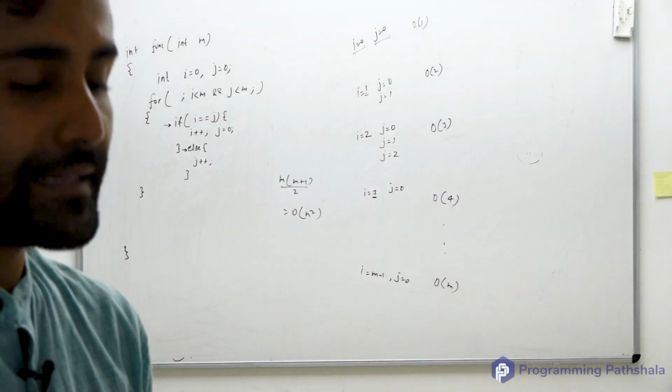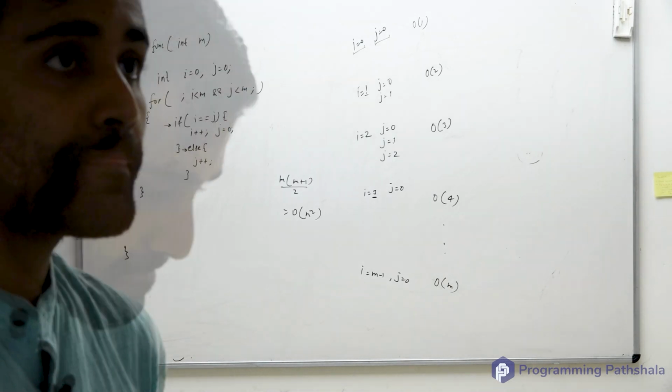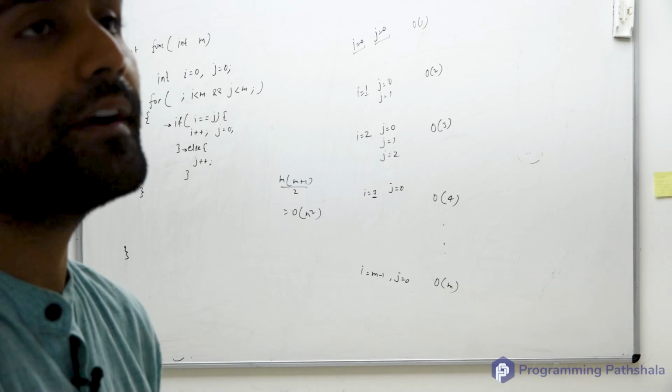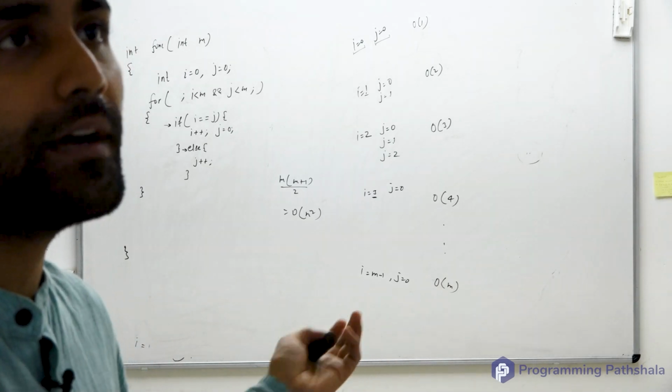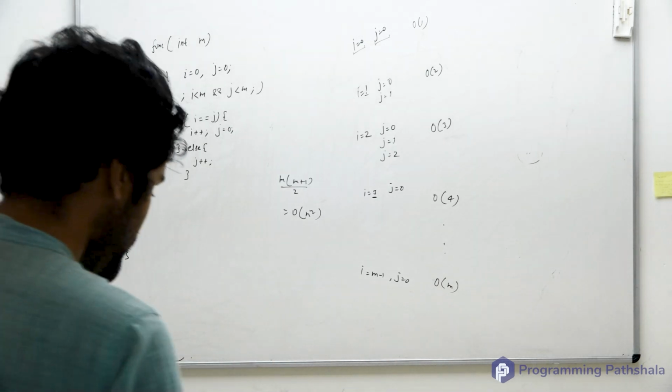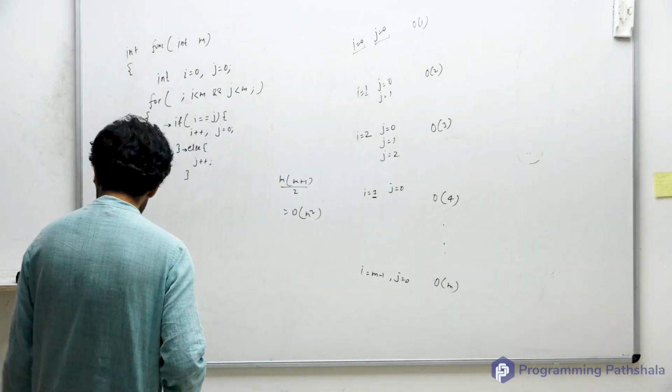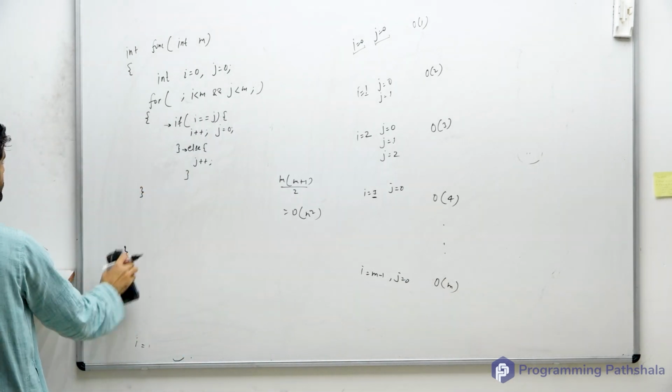What is the space complexity of this code? Space complexity is just order of 1 because I did not create any extra variable. There is no array, nothing. There are just a few constant number of variables out there. Okay, cool. Let us move ahead now.